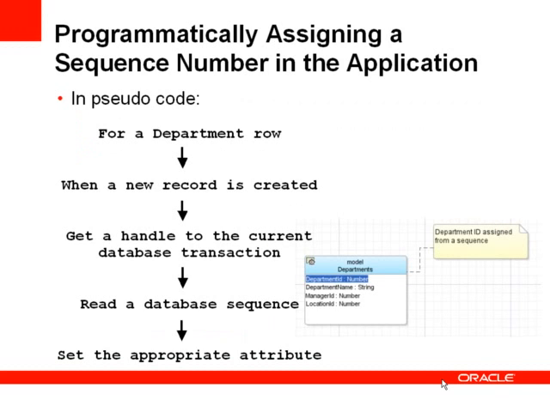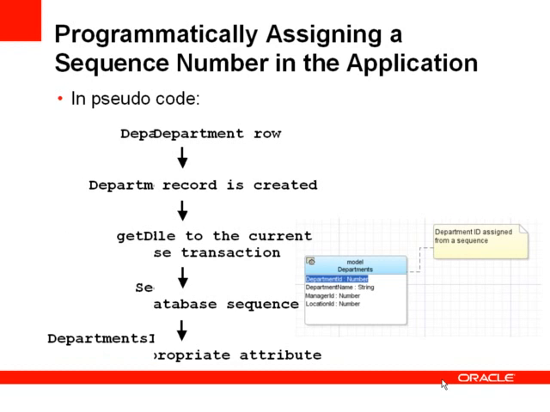The first is we programmatically assign a sequence number inside the ADF application itself. So in pseudocode what we're doing is for a specific department, when we create a new department, so a new record's created within the application, we want to get a handle to the database transaction, read a database sequence number, and then get that value and apply it to the appropriate attribute, department ID in this case.